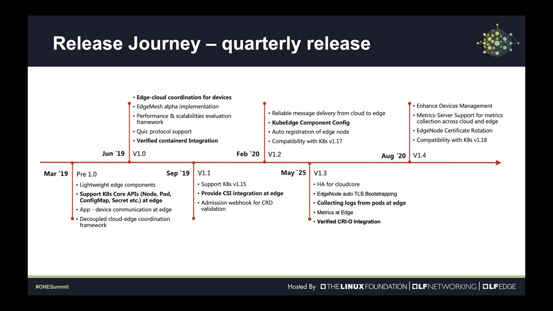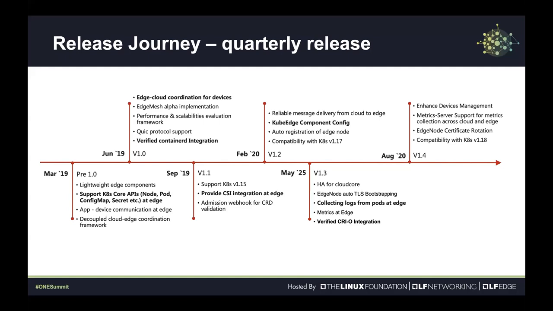So in the May release, you can see we already have Containerd support, and in the May release, we verified CRI integration, and we can collect logs. We not only do the pod deployment from cloud to edge, but also we can collect logs from the pod on the edge to the cloud side. In the most recent release, we did a big enhancement for device management because we now have an IoT SIG in our community, and also we have a MEC SIG focusing on mobile edge cloud computing. In this SIG, I'll talk about the details later.